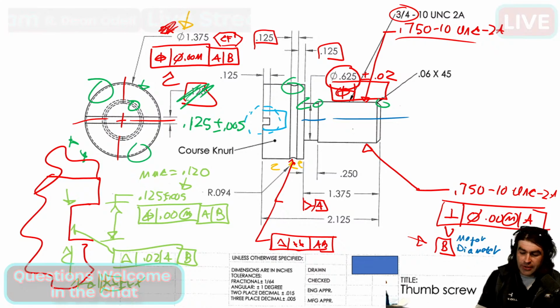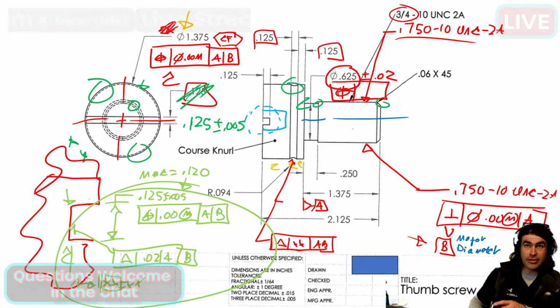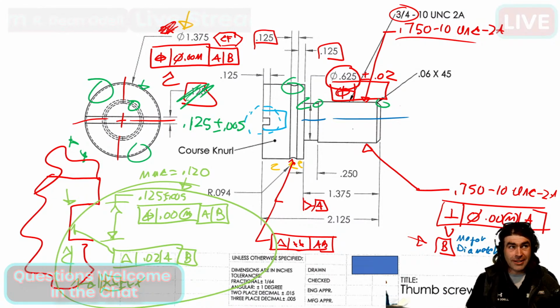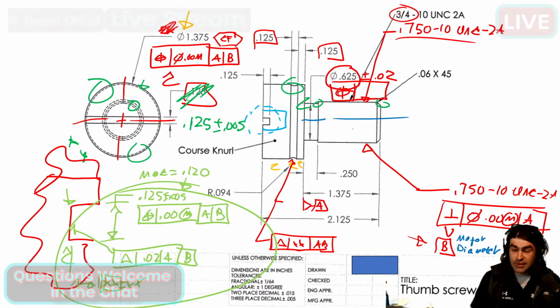I'm just trying to illustrate here that it could lead to additional feature control frames, which could lead to shops quoting you extra just to interpret those feature control frames. Okay, I think that's, real quick.